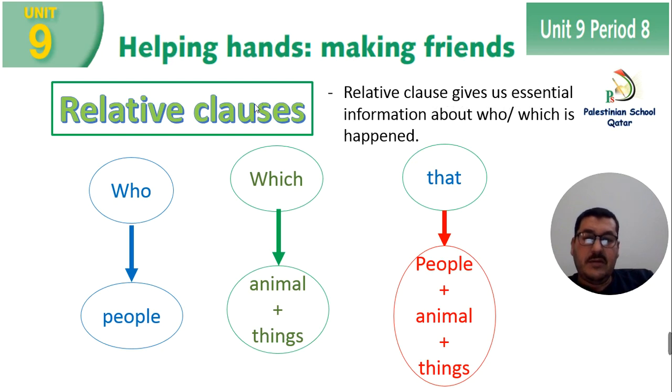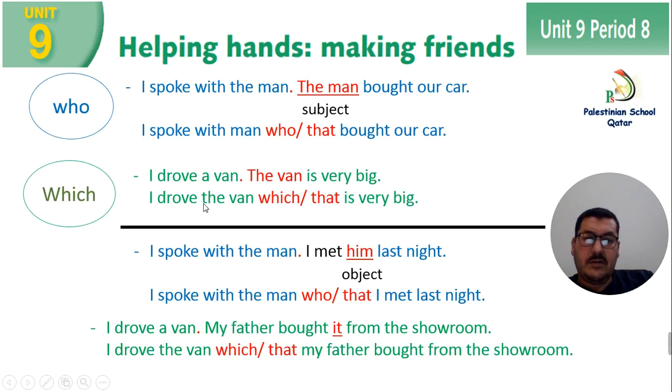For example, in relative clauses we use who with people. We use which with animals or things. While that we use with people, animals and things, so we can use that with both of them. Now let's start and talk about relative clauses, because in relative clauses we have who, which.